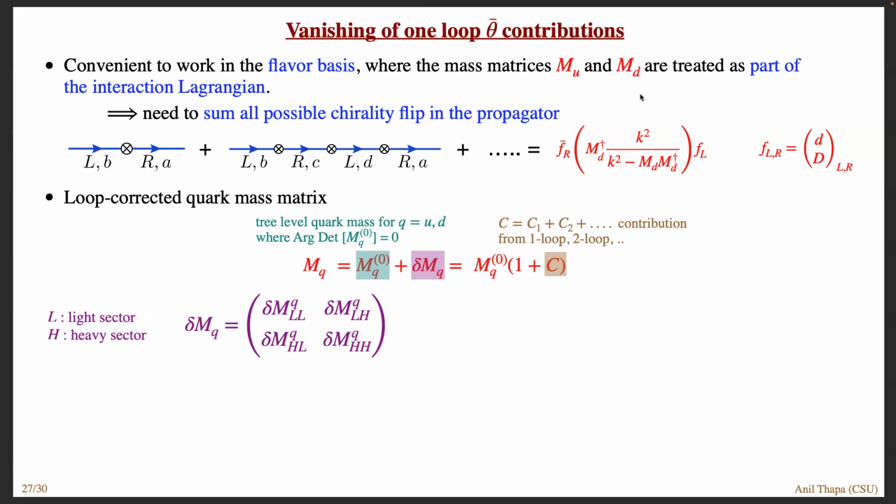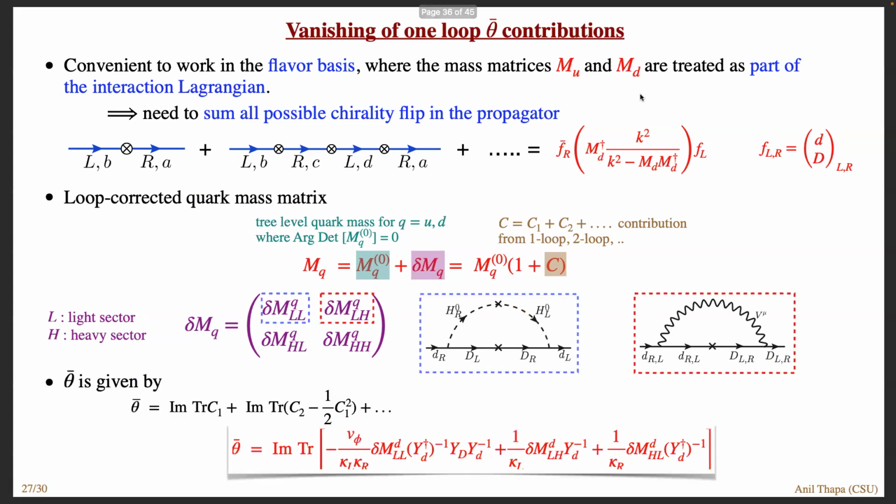Delta MQ is a 2 by 2 matrix: delta M LL, LH. L is the light sector, H is the heavy sector. What does it really mean? This delta M LL is like a down quark going to a right-handed going to a left-handed. It's an example. And this again, right-handed going to a heavy quark. Okay, this kind of diagram comes from this one.